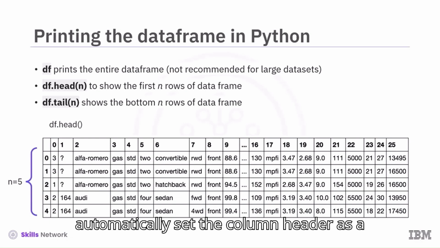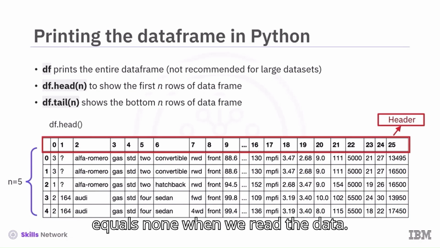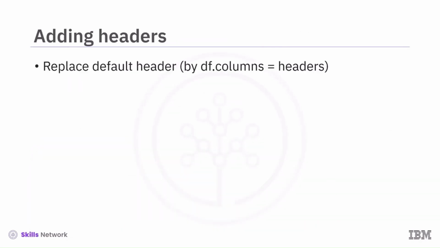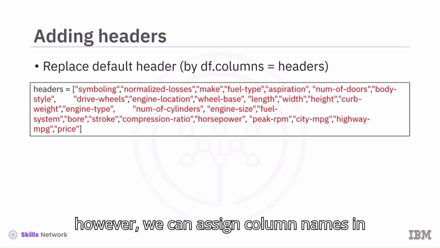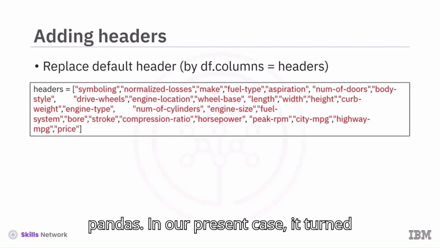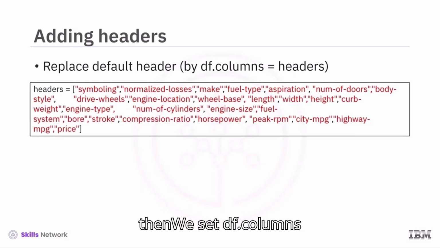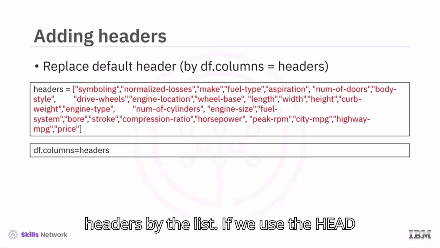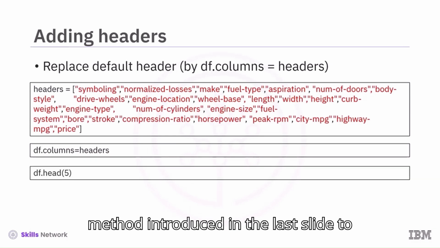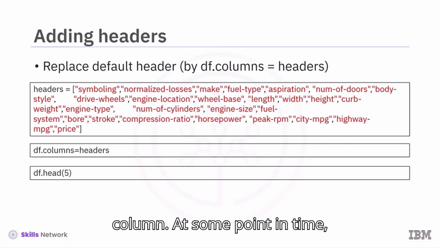We can see that Pandas automatically set the column header as a list of integers, because we set header equals None when we read the data. It is difficult to work with the data frame without having meaningful column names. However, we can assign column names in Pandas. In our present case, it turned out that we have the column names in a separate file online. We first put the column names in a list called headers. Then, we set df.columns equals headers to replace the default integer headers by the list. If we use the head method introduced in the last slide to check the dataset, we see the correct headers inserted at the top of each column.